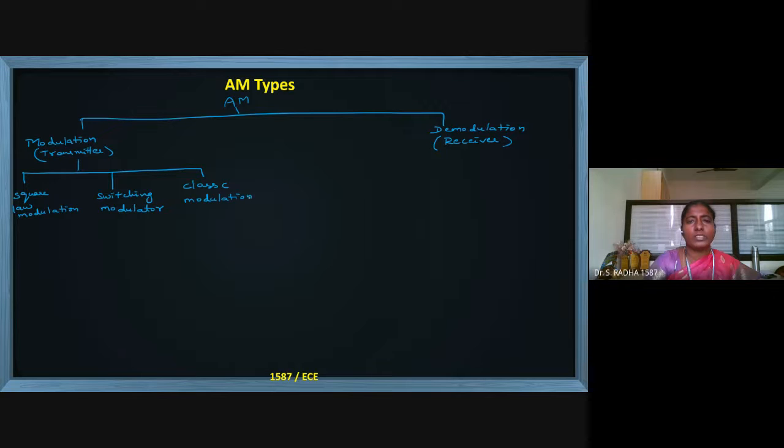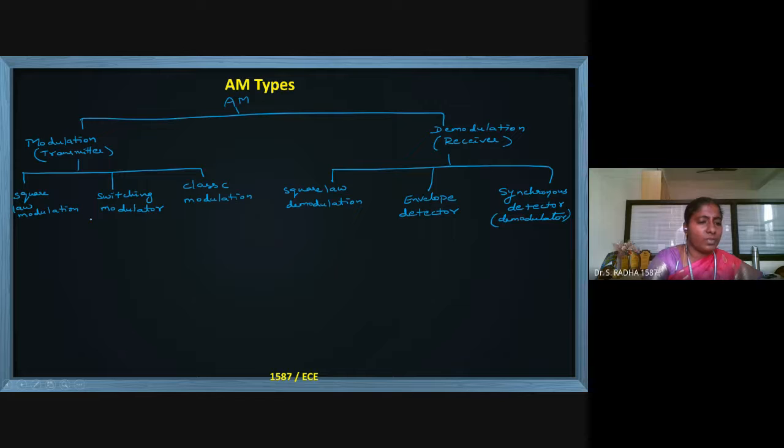In demodulation, again, we have three different types. First one is square law demodulation. Second one is envelope detector. Third one is synchronous detector. Detector or demodulator is one and the same.